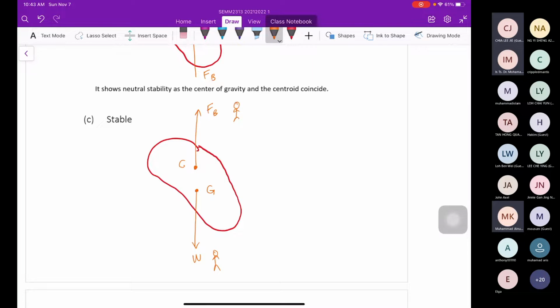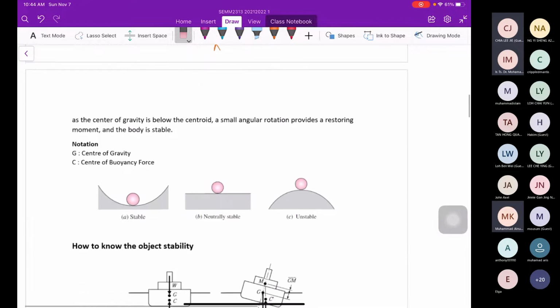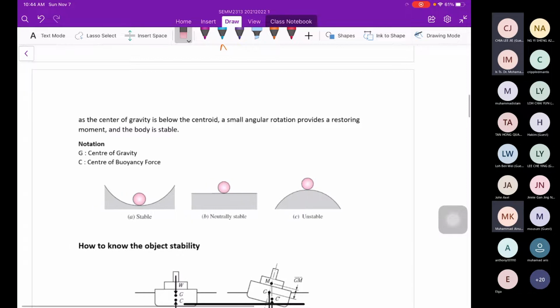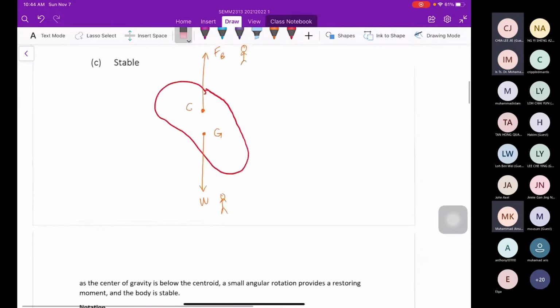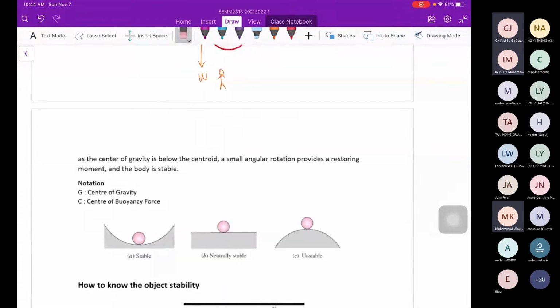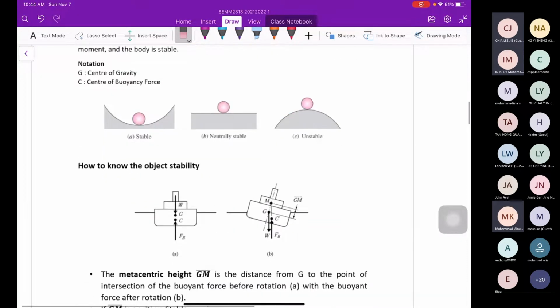No motion. Even though you try to give a rotation in this direction, due to the pulling force in the opposite direction, it will remain stable. It will return back. That is what we call stable. As the center of gravity is below the centroid, a small angular rotation provides a restoring moment, which restores the original position. So this is an example of stable.